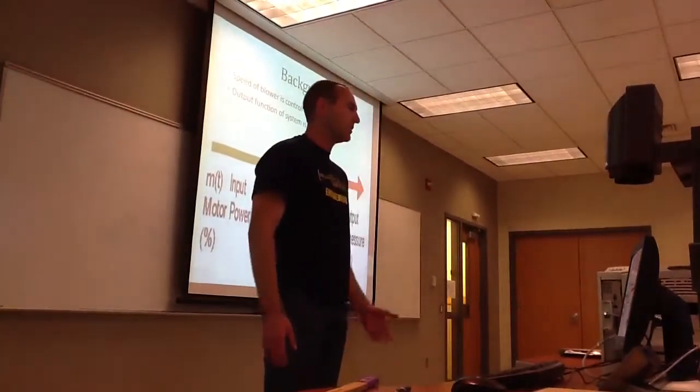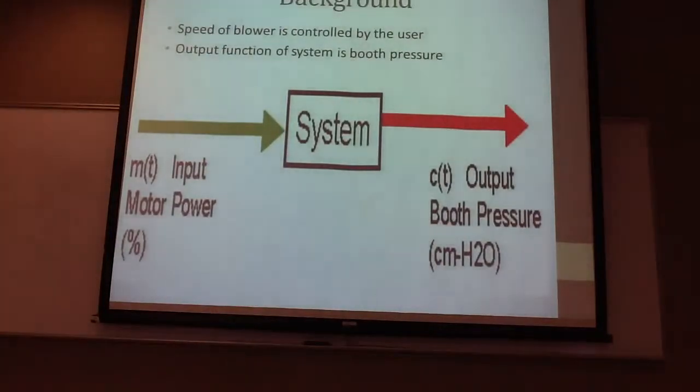A little bit more background on it. Your input variable is your motor speed. So you increase the motor speed into the system, you output a different booth pressure, and that comes out in centimeters of water.